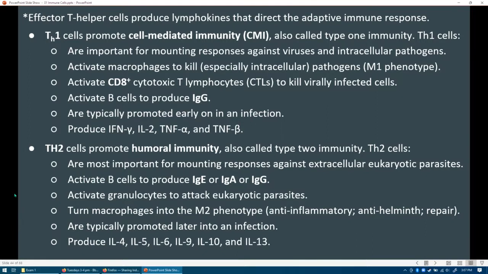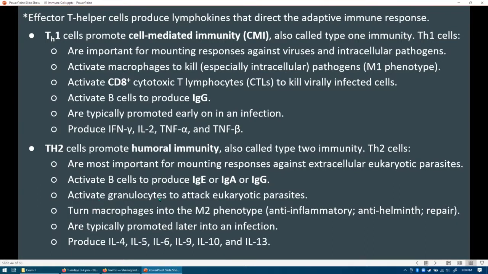Th2 cells promote defense against extracellular pathogens by activating B cells to produce 3 isotypes of antibody: IgE, IgA, or IgG. They promote class switch to any of these 3 classes, and you're going to get a little bit of each for a type 2 response. Not just one, but all 3 will be present.